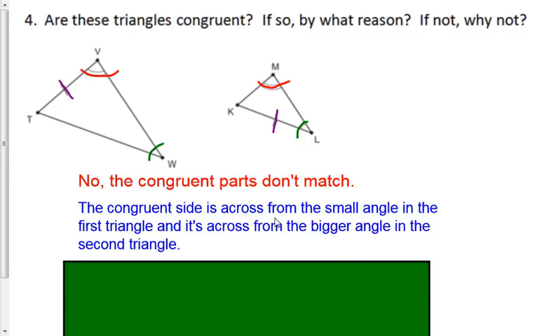And that's kind of further proof of that. The congruent side, so the side that we found, is across from the smaller angle in our first triangle. It's across from W here, which looks a little bit smaller than V. And it's across from the bigger angle. It's across from this angle M in the second triangle. So it doesn't actually match up. So these ones would not be congruent. We can't say this triangle is exactly the same as this one.